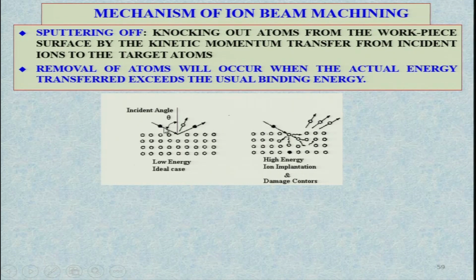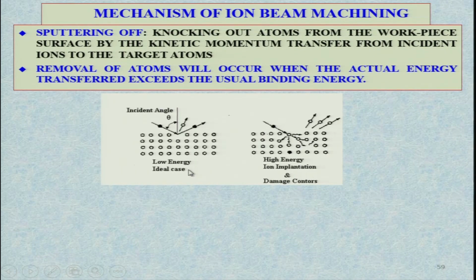When this incident ion hits the atom on the top surface of the workpiece, it will be sputtered off. This atom is removed from the top surface, and this ion is also sputtered off, and you can see both of them are going away from the workpiece surface. This is an ideal condition, where you have a low energy ion beam.